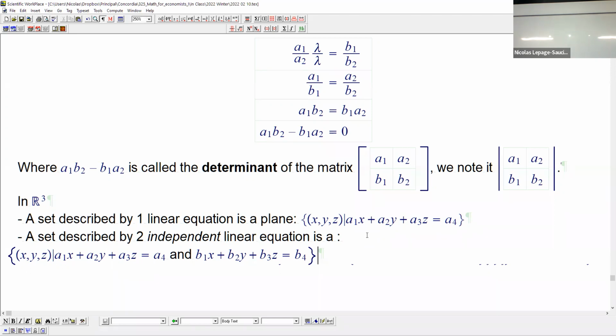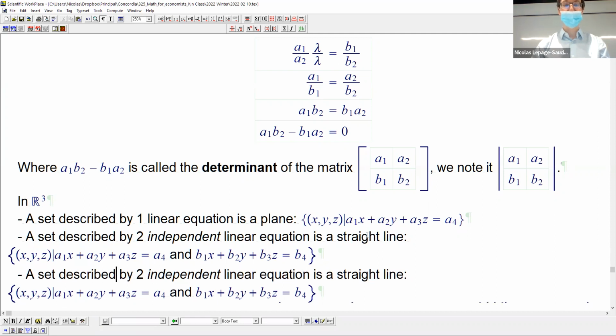Exactly. So imagine that you have, say, a box, and one side of the box is one equation, the other side of the box is the second equation. Then the intersection of these two sides is the corner. So this is exactly what I do. This is simply a line. And then finally, a set described by three independent linear equations.